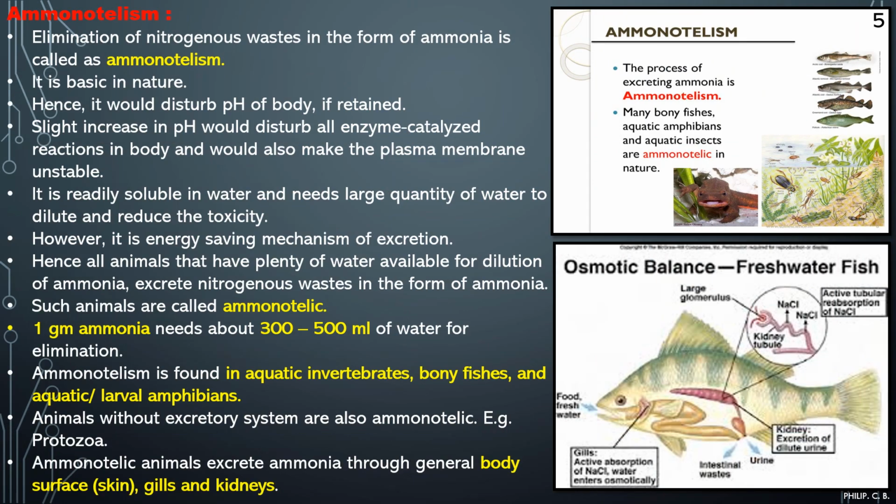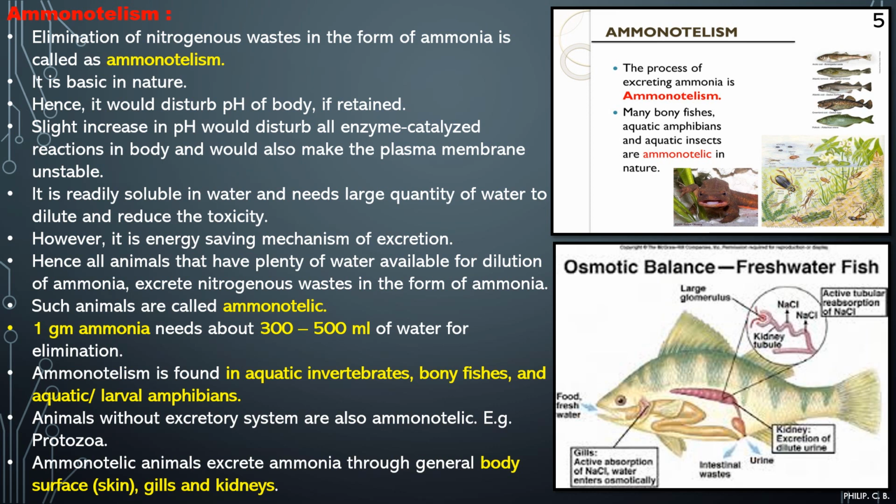Further, now we go into the individual parts. First one, ammonotelism. Elimination of nitrogenous waste in the form of ammonia is called ammonotelism. So, very clear to understand. The species which excrete nitrogenous waste in the form of ammonia, as it is basic in nature, would disturb the pH of the body if retained.